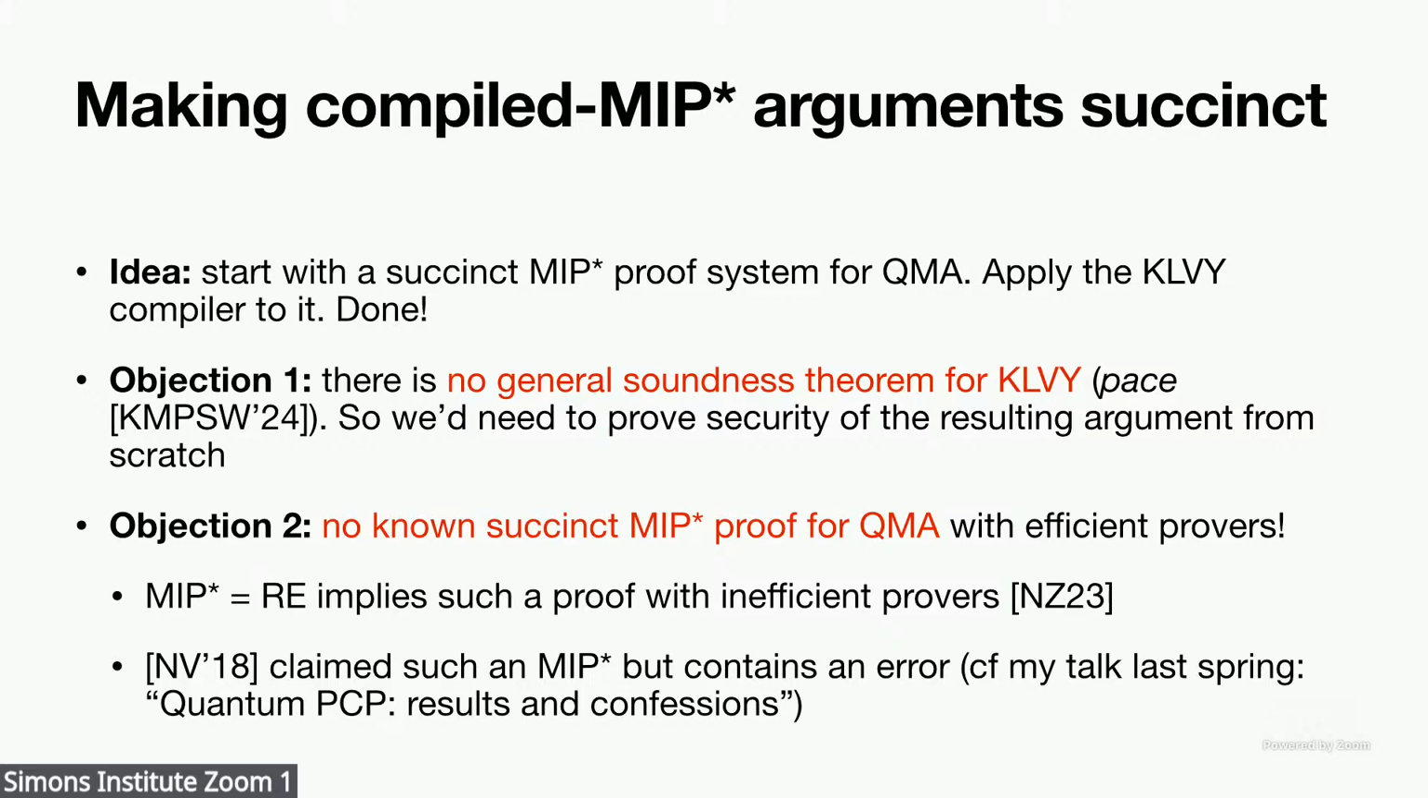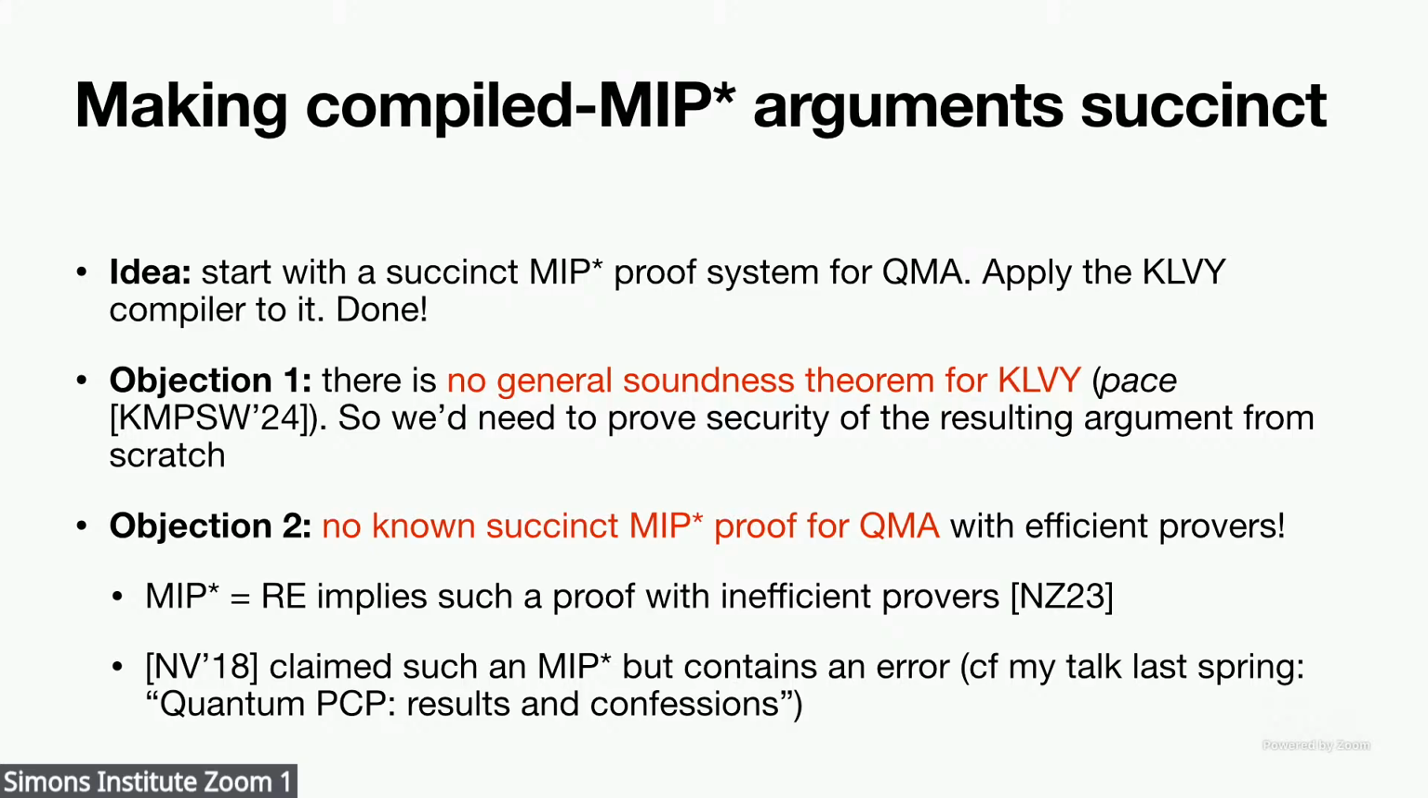And then in 2018, Tomavidic and I claimed a construction of such an MIP star, but our proof contains an error. I spoke about the error in this proof during the spring semester, so if you want to know more about that, you can go look at my talk. We also wrote a little document on this, Chinmay, Nirke, and myself. So that's that. There's no known succinct MIP star proof for QMA. Some people call this the quantum games PCP question, by the way. So we don't have such an object. So it seems like we're maybe doomed for constructing a succinct MIP star or a succinct interactive argument through this route.